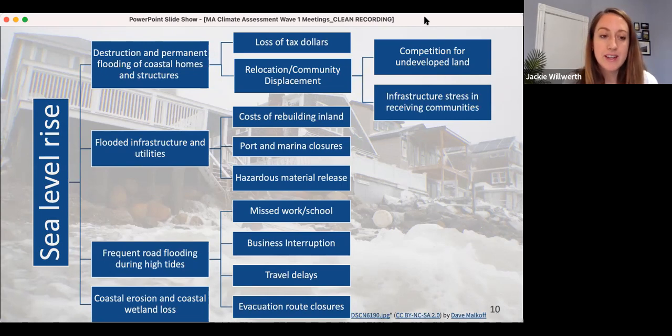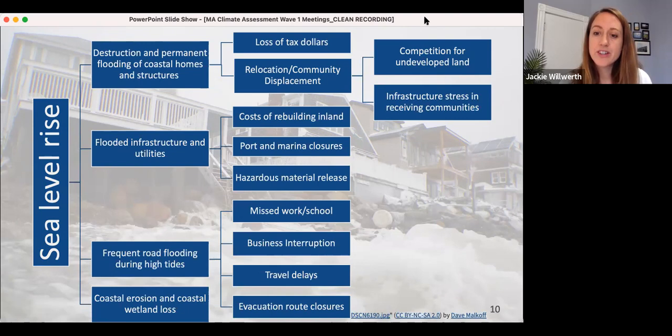The communities that are located in these areas will potentially have to relocate and are displaced, which causes stress and trauma for those communities, as well as potential impacts on the receiving communities further inland, including competition for undeveloped land, and also infrastructure stress if communities are built for small populations that grow more rapidly than planning had accounted for.